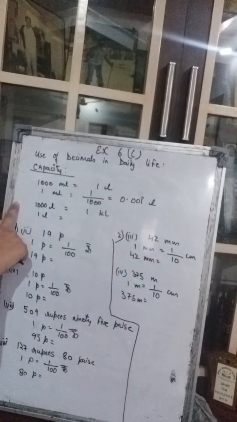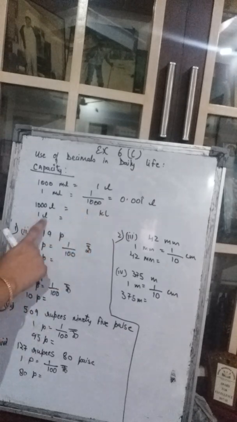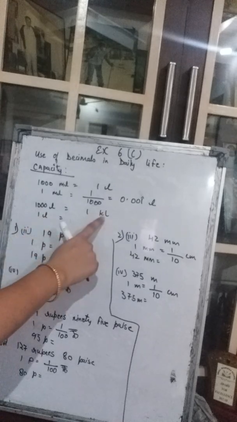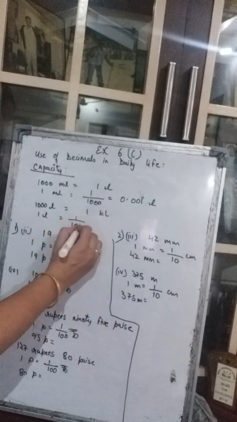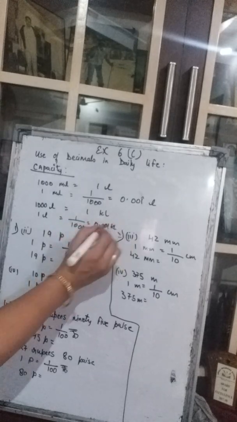Now we know that 1000 liter make 1 kiloliter. So 1 liter will have how many kiloliters? That means the smaller unit is getting converted into bigger. So we will do the division. So it will be 1 upon 1000. So that will be 0.001 kiloliter.